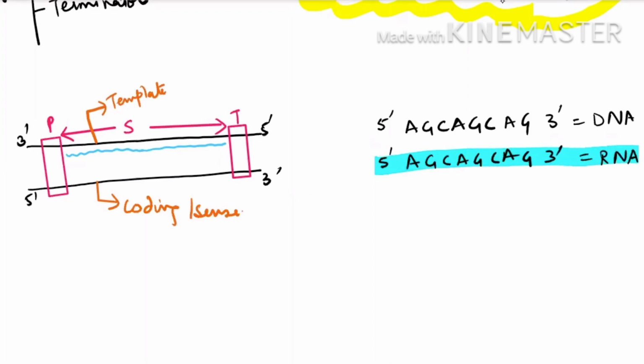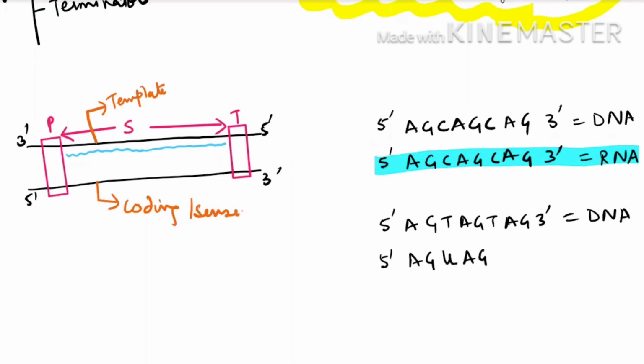Now see the second question. Suppose again they give you from 5' to 3' and the sequence is AGT, AGT and AG, and they are asking you what is the RNA. Then again you will cut and paste, but what you will remember is that RNA does not have thymine, so you will put U here. You have to just remember that you have to put U there. This will be your answer. So in place of T you are putting U. Only this difference you have to remember. And again you will write the direction, same sequence, and this will be your answer.